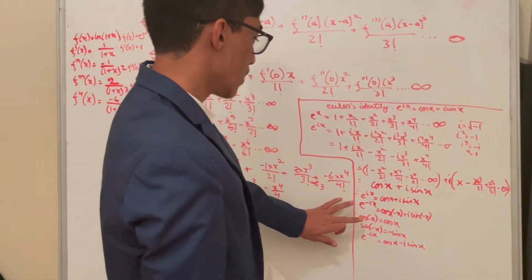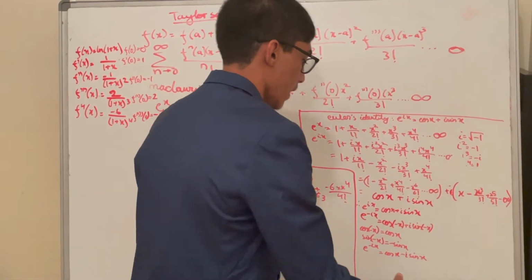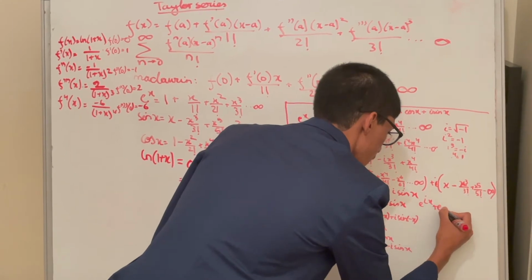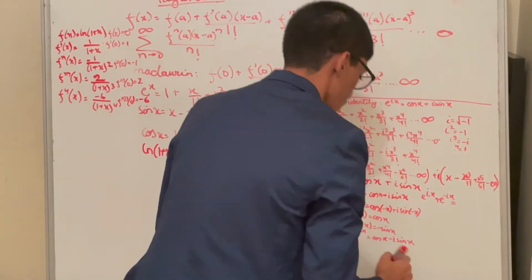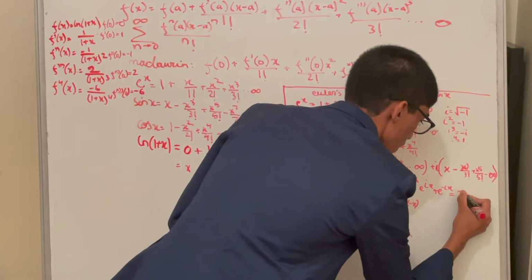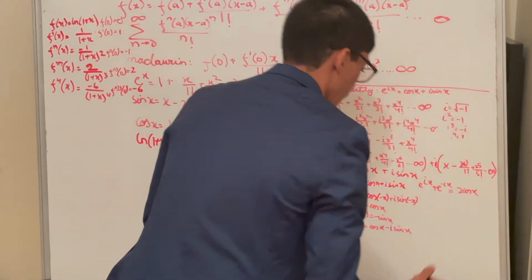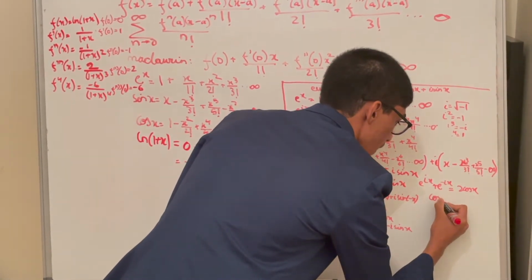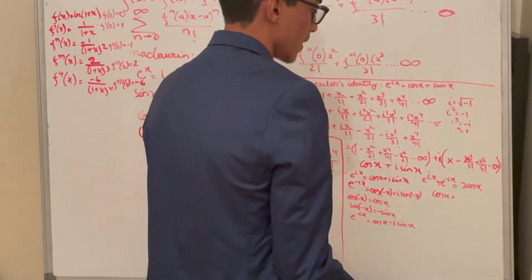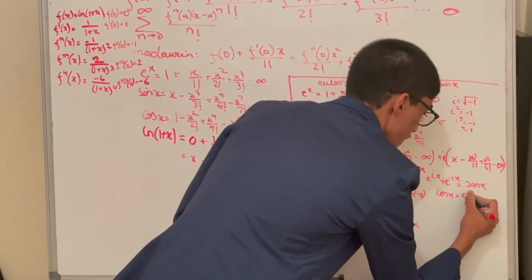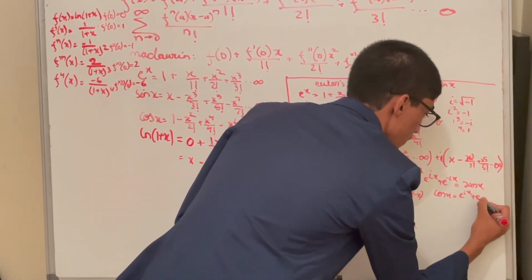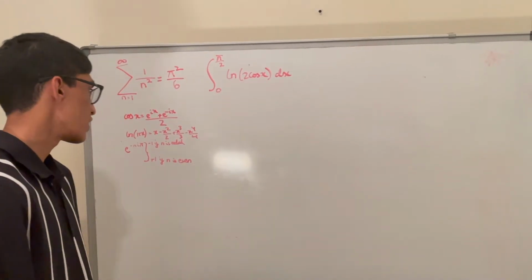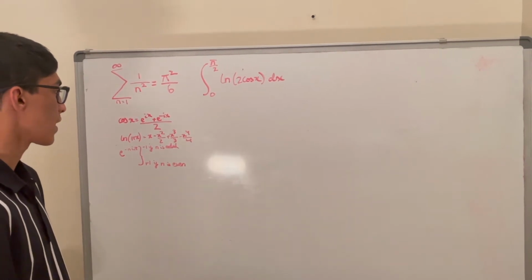And if we add e to the power of ix with e to the power of minus ix, we get e to the power of ix plus e to the power of minus ix is equal to cos x plus cos x, which is 2 cos x, and i sin x minus i sin x is 0. So we can represent cos x in terms of e to the power of ix and e to the power of minus ix. So cos x is e to the power of ix plus e to the power of minus ix over 2.